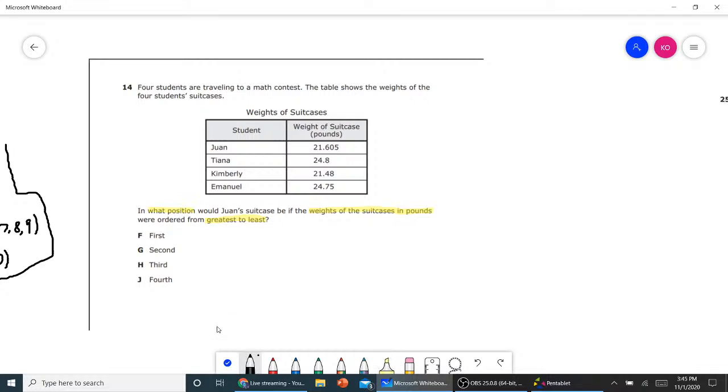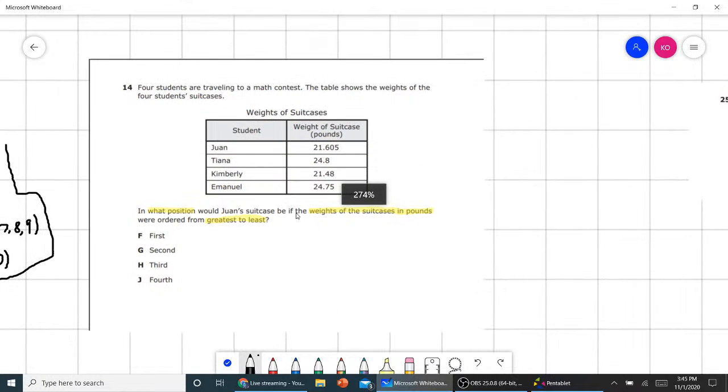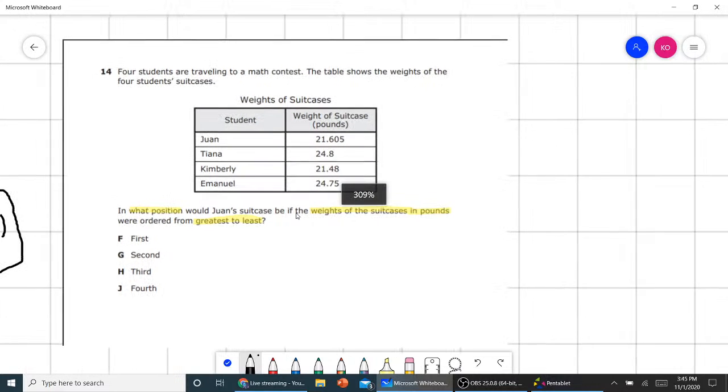So, would he be in first place? Would he be in second place? Would he be in third place? Would he be in fourth place? We have to find that out. So, let's start by making a number line, okay?